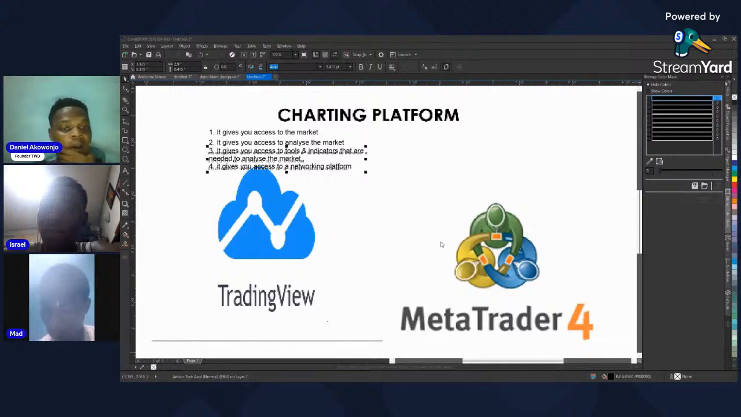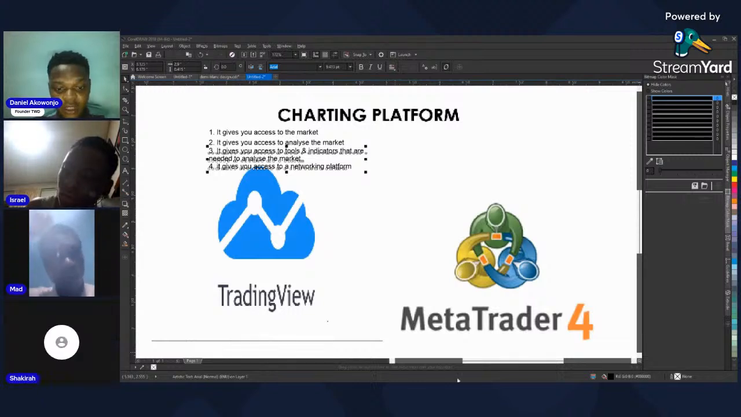So now, how about MetaTrader? This MetaTrader 4 is not what we will be using. MetaTrader 4 is a very old tool.